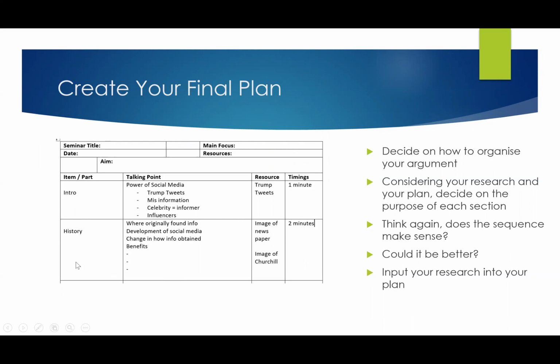So here you can see I've written that in the second section, I'm going to do some history. I'm going to talk about where we originally found our information, the development of social media, change in how we've obtained social media and the benefits. So I'm going to put lots of detail. I'm going to take from my research helper and then put directly into my plan. And over here you can see I'm going to use an image of the newspaper, just a picture of a newspaper while I'm talking about these things. Then I'll have an image of Churchill because I'm going to counterbalance that with the concept of Churchill as a leader in comparison to Trump as a leader to make it really relevant to my audience.